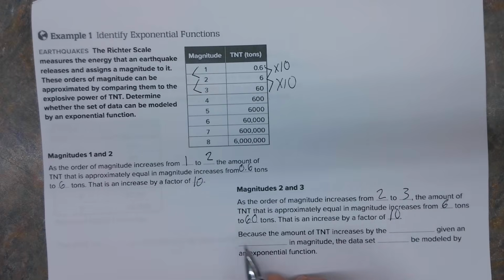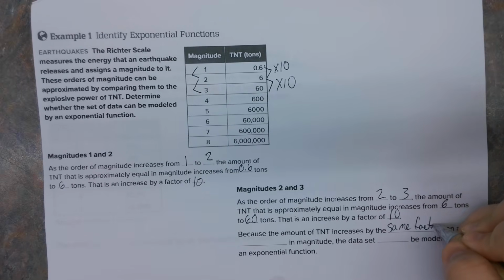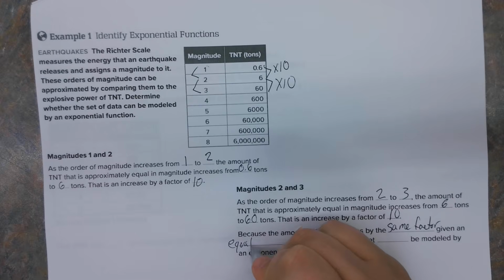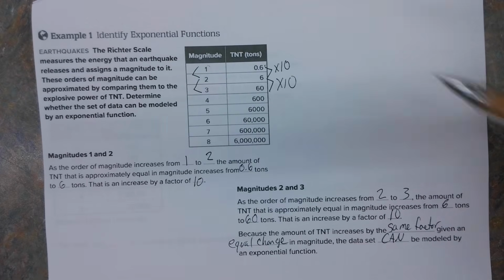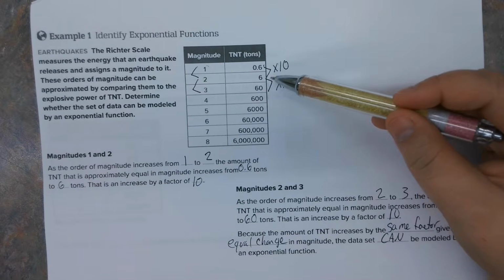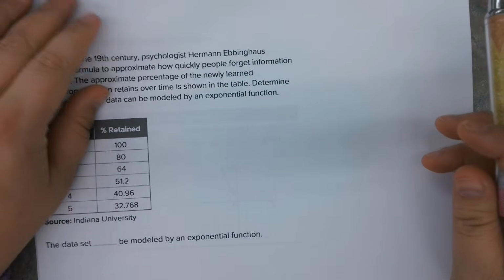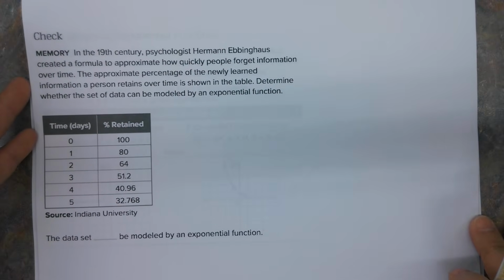So because the amount of TNT increases by the same factor, given an equal change in magnitude, the data set can be modeled by an exponential function. So it's still the same change, it's just a ratio instead of the exact same change. We're multiplying instead of adding. Okay, so try this check.